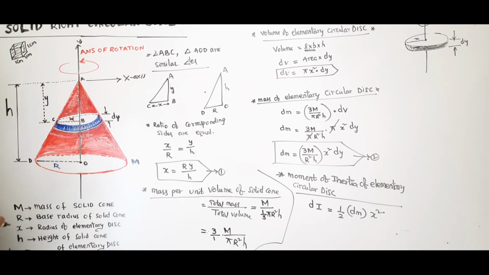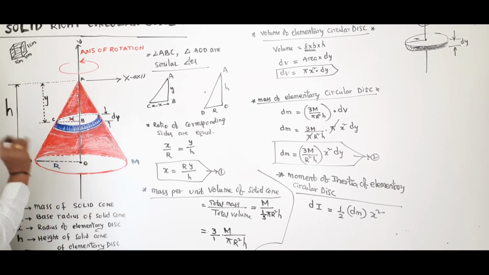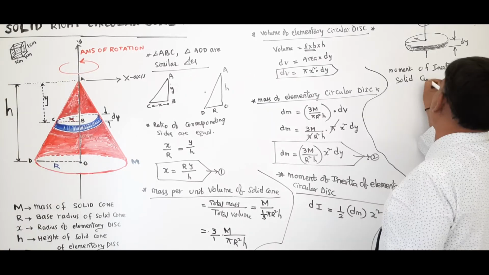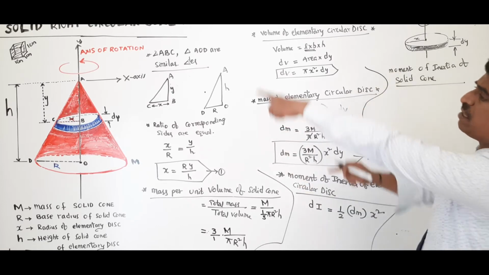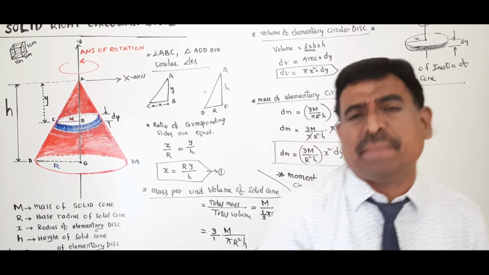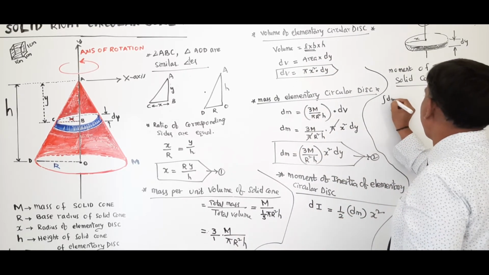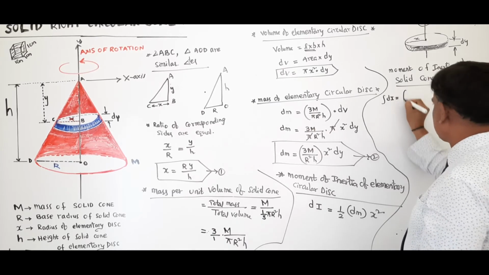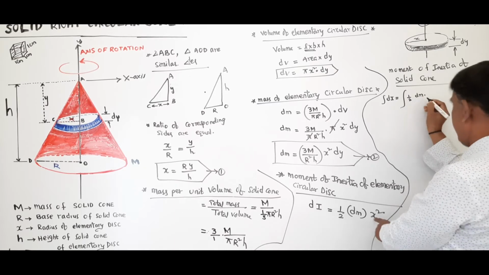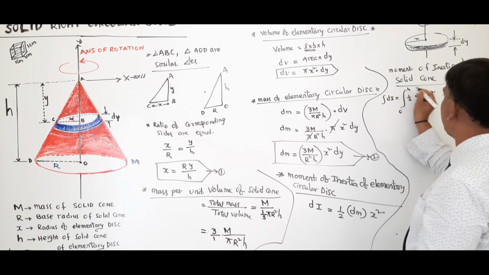Now all the members, please listen. I need the moment of inertia of the entire solid cone. Its height is changing from 0 to h. Total moment of inertia of the solid cone, integrating on both sides. Integration means summation, total. Now integral dI is equal to integral of half dm into x square, lower limit 0, upper limit h.